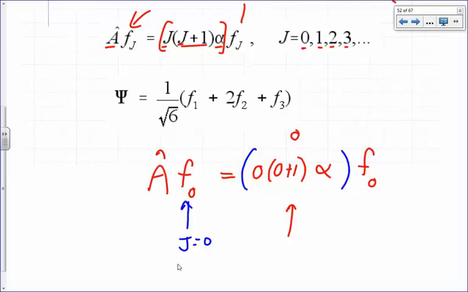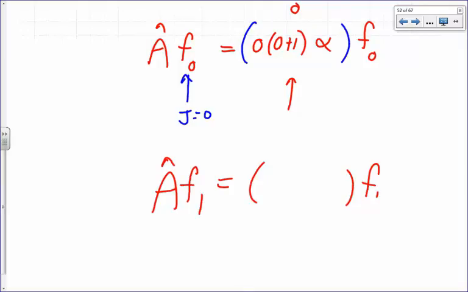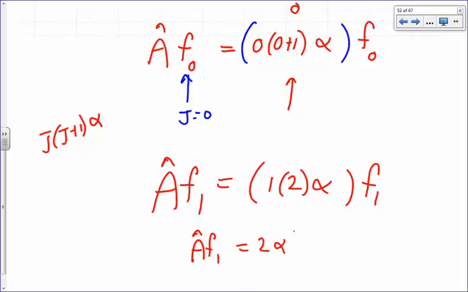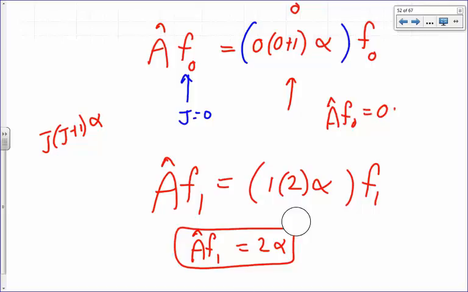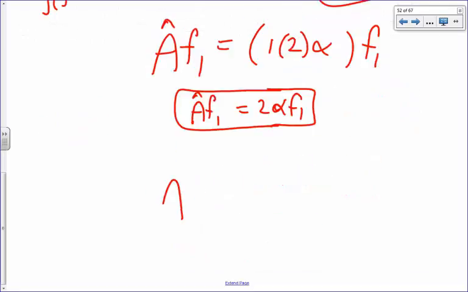That's 0. What about A hat f1? It's equal to a constant times f1. What's the eigenvalue here? Remember, our eigenvalue is j times j plus 1 times alpha. So this would be 1 times 2 times alpha. So in other words, A hat f1 is 2 alpha times f1, and A hat f0 is 0 times f0. Okay, what's A hat f2 going to be?